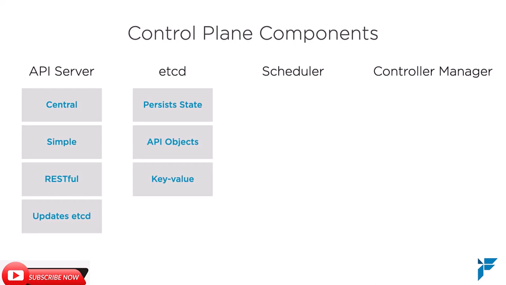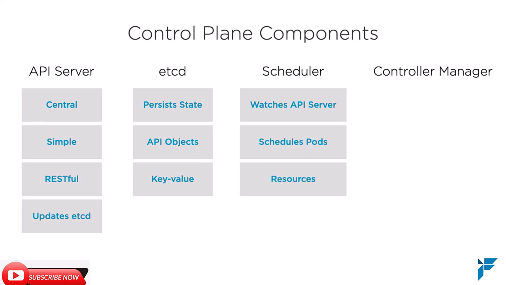Next up is the scheduler. It's the job of the scheduler to watch the API server for unscheduled pods and then schedule those pods on nodes. When scheduling pods, the scheduler will evaluate the resources required by that pod in terms of things like CPU, memory, and storage requirements to ensure their availability when placing a pod on a specific node in our cluster.